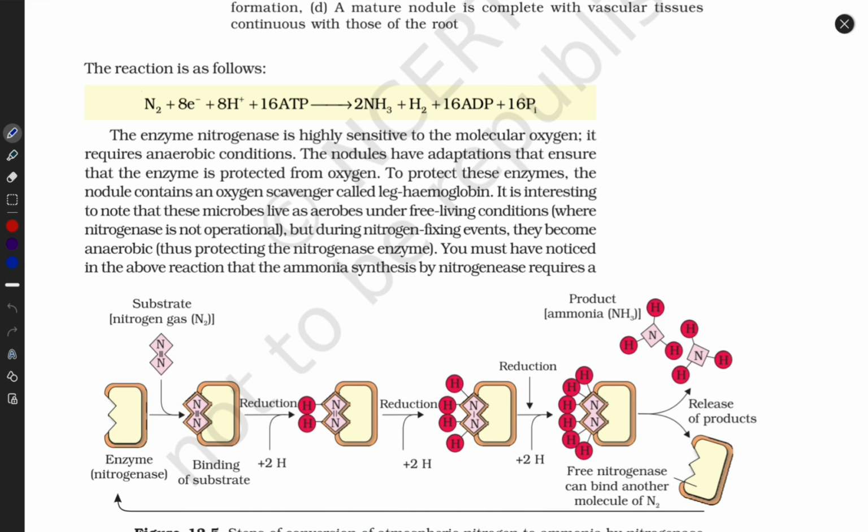So let's start nitrogen assimilation, guys. Now we are going to discuss nitrogen assimilation: how plants use it. We will discuss this reaction further, but you have to understand this thing first. After that, you can better understand this reaction.